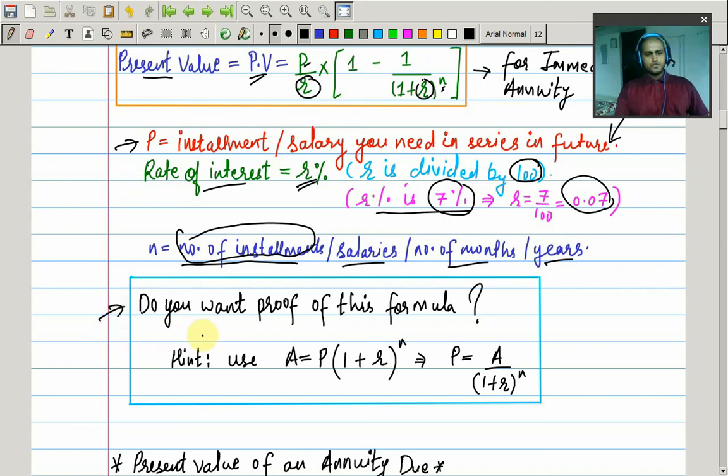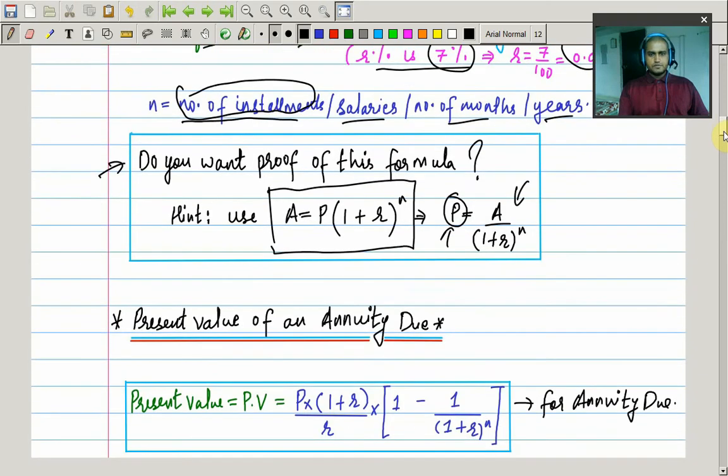So here I have a question for you. If you want proof, it's very easy to derive this formula for present value. Here's the hint for you. You can use this basic formula from compound interest amount, and this is the present principal. Use this formula, or you can search it somewhere. You will find this formula very easily. So I have skipped the proof.